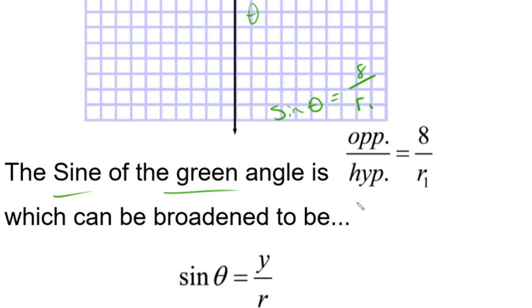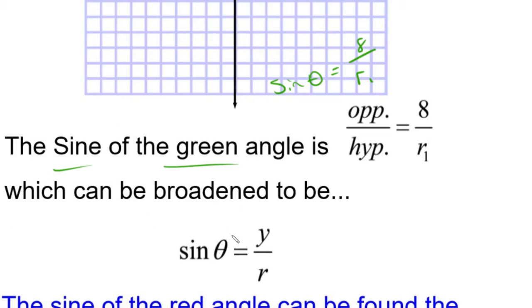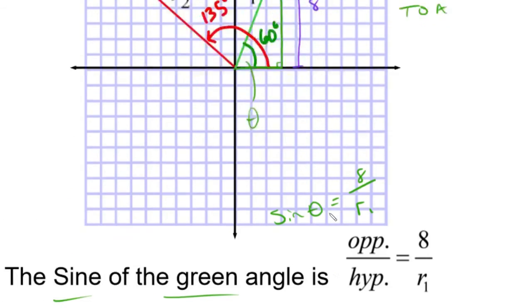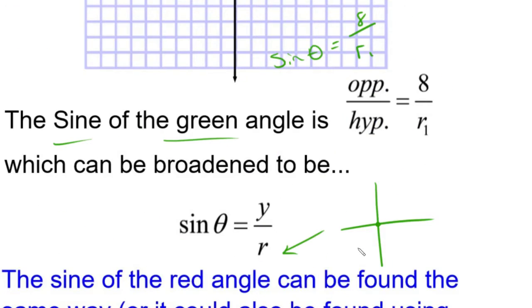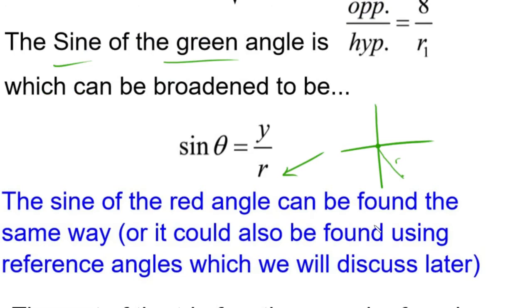Now, this can be broadened to be y over r, where we say that r is the diagonal's length, or the length from the origin. So r is going to be the length from the origin to the end point of whichever ordered pair you're looking at. Or say instead of having 3, 8, we had some point over here, right? Well, then this distance here would be considered r, okay?